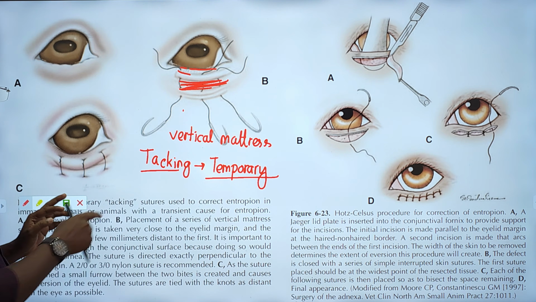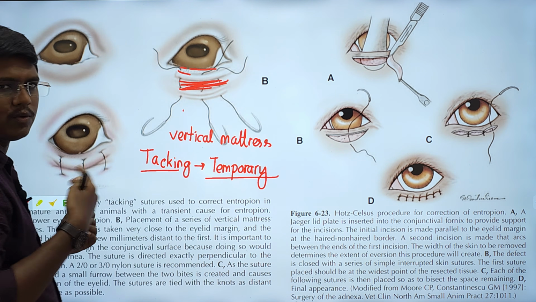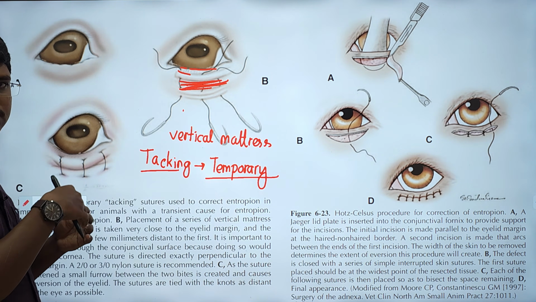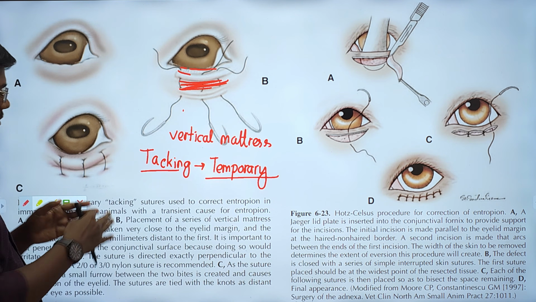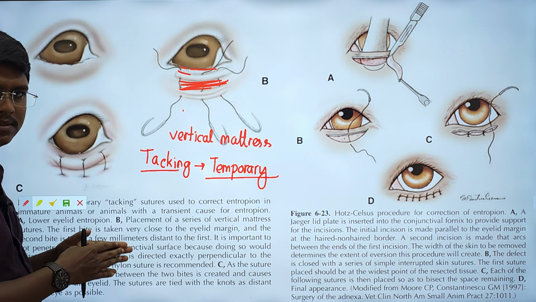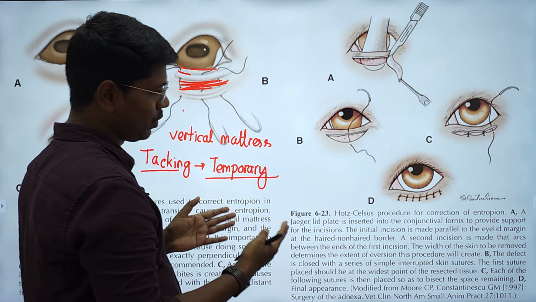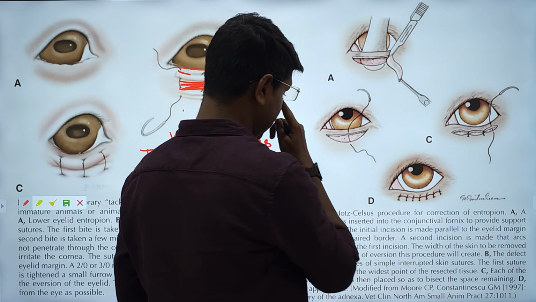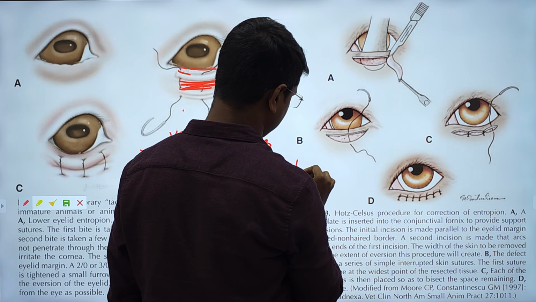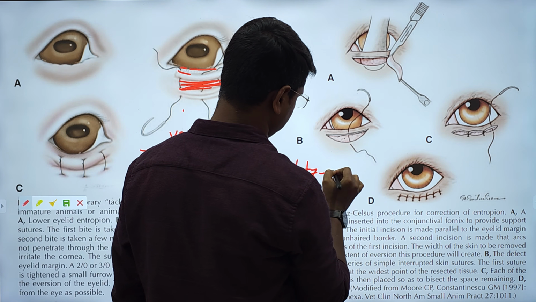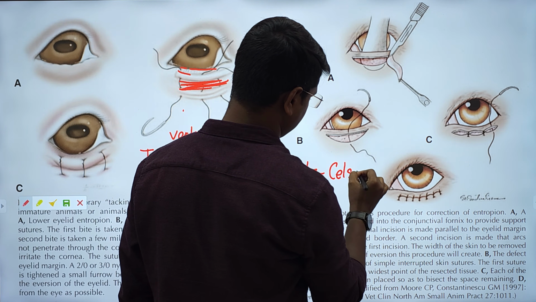But these are temporary techniques. Suppose you don't know what to do, then you have to refer it to the higher hospital, and you can do this temporary tacking technique. The more permanent, surgical one is basically the Hotz-Celsus procedure.